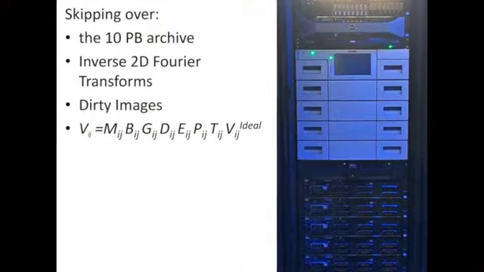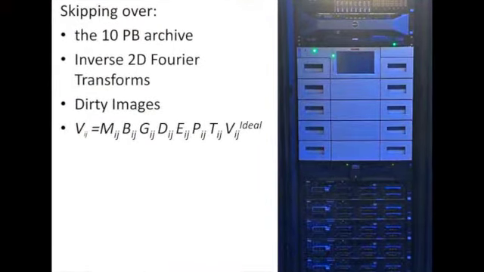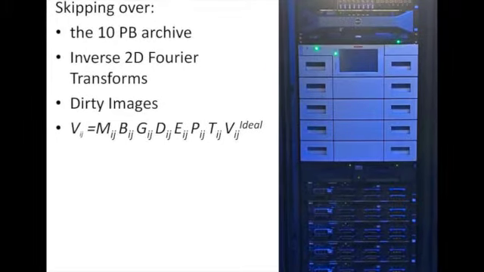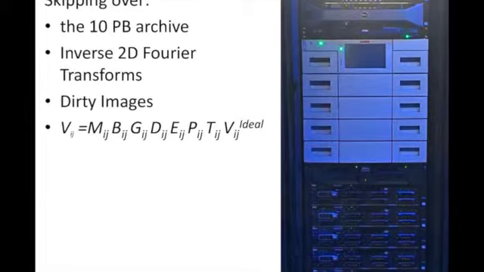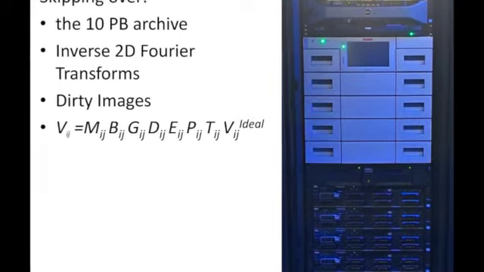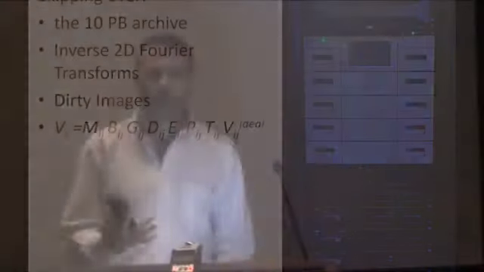So I'm going to skip straight over a whole bunch of other stuff. One of the things I'm going to skip over is this, the beginnings of a tape drive system that will implement a 10 petabyte archive. With our 2.5 terabits per second of data coming in, we just can't afford to store all of that.